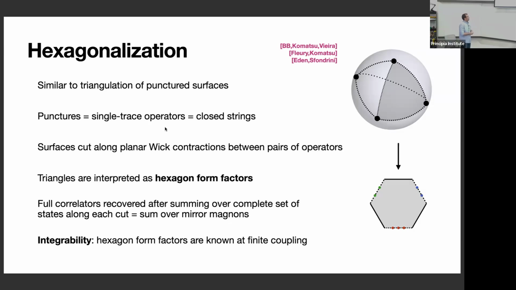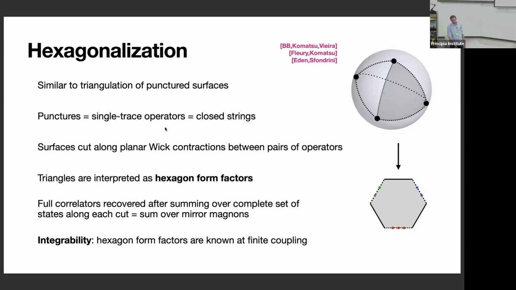And the hexagons show up when we think about these triangles as also taking into account the operators on the punctures. So if we give dimension or some length to these operators, to these punctures, we get that the triangles become hexagons. And this is why it has been renamed hexagonalization.